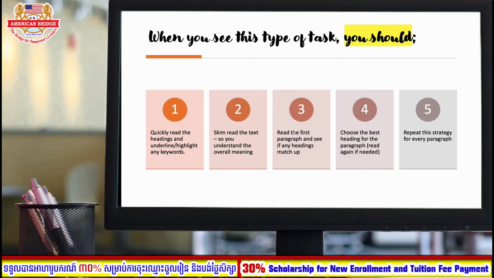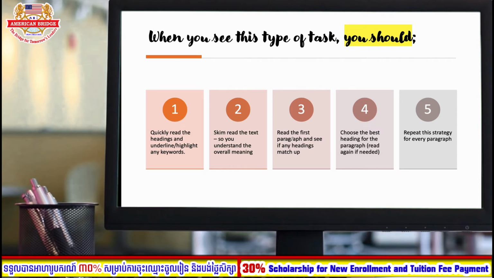And the third one is to read the first paragraph and see if any heading matches up. Don't spend a lot of time reading the whole paragraph. Just read the first sentence of the paragraph. Why should you do that? Because the first sentence of the paragraph is the main idea of that paragraph. The main idea is generally close to the headings. So read the first paragraph.